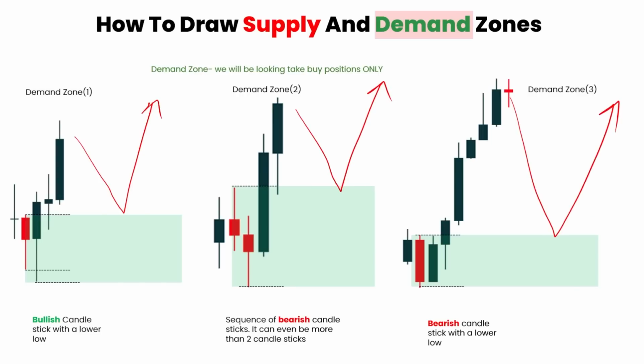But then how do we draw the supply and demand zone? On the demand zone, you can see this. We have this bullish candle, and then we have this bearish candle.